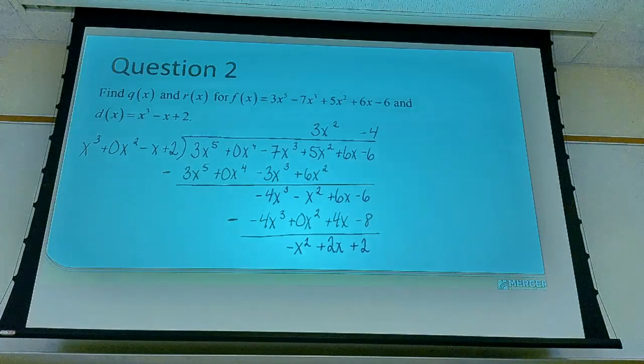Well, that's the leading term. What's the degree? 2. Just 2. Is that less than the degree of the divisor? Yes. We're done. There's your quotient, 3x squared minus 4. There's your remainder, -x squared plus 2x plus 2.